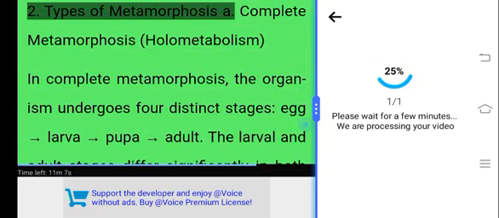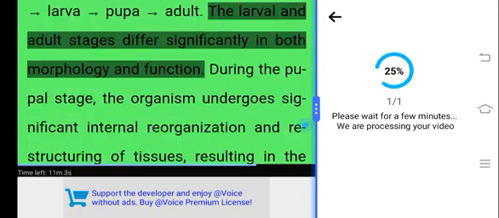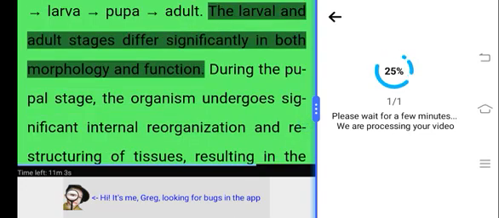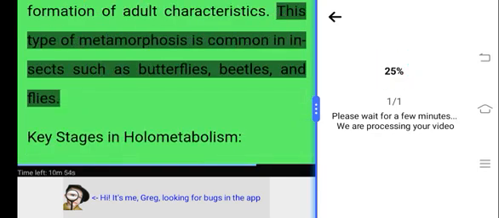2. Types of metamorphosis. A. Complete metamorphosis, holometabolism. In complete metamorphosis, the organism undergoes 4 distinct stages: egg, larva, pupa, adult. The larval and adult stages differ significantly in both morphology and function. During the pupal stage, the organism undergoes significant internal reorganization and restructuring of tissues, resulting in the formation of adult characteristics. This type of metamorphosis is common in insects such as butterflies, beetles, and flies.